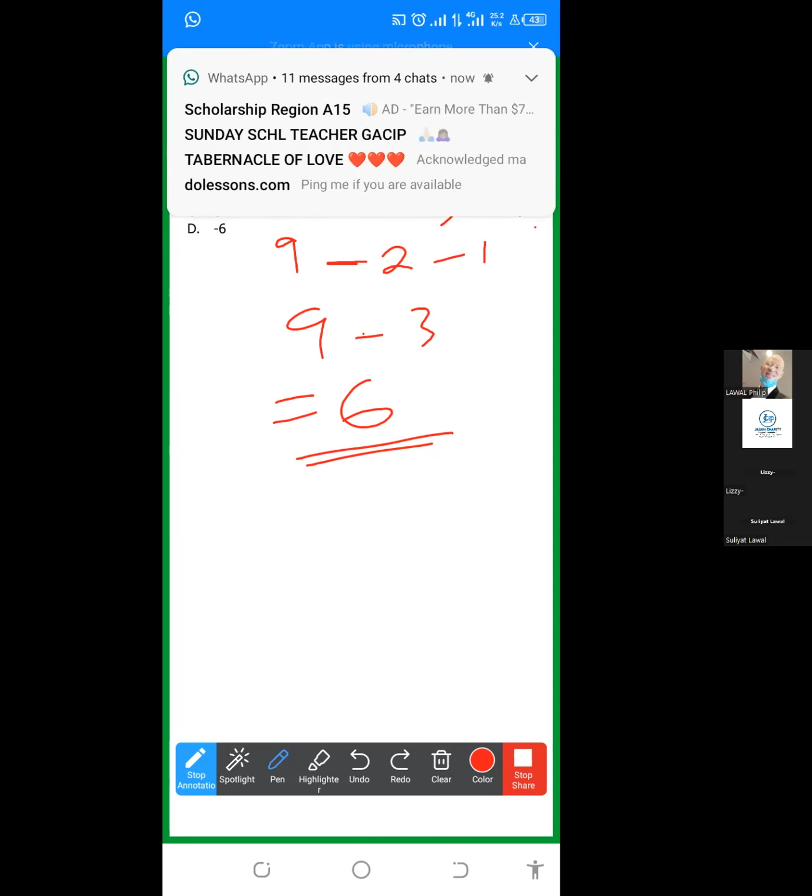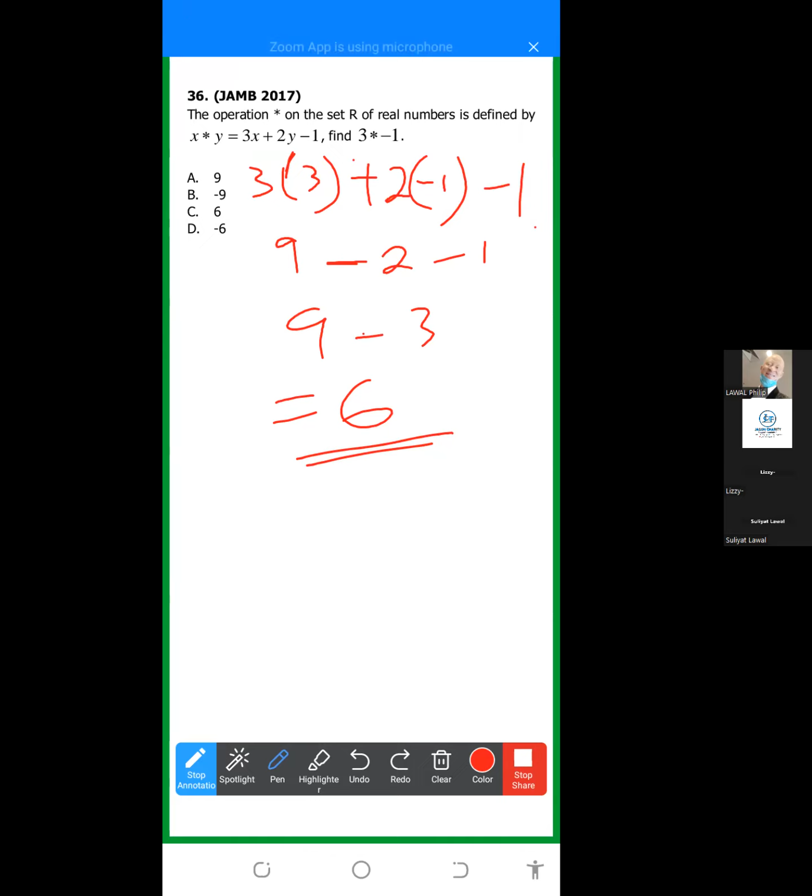And as many mistakes as you are making, you are likely to see your answer there. That's one thing you need to be very careful about. Some of you make a mistake, you are likely to see your answer there. It's possible. Your answer might be there.